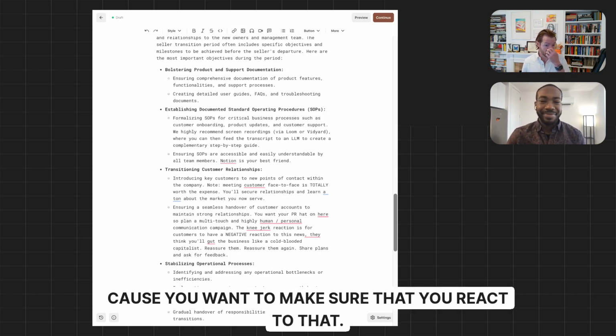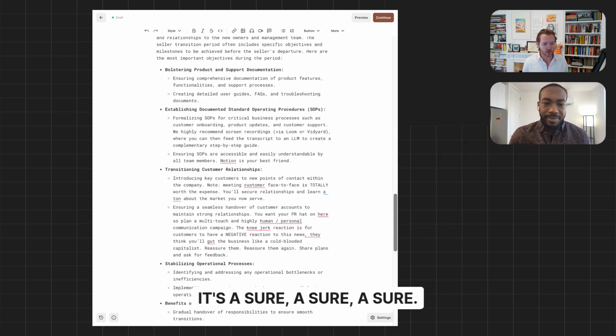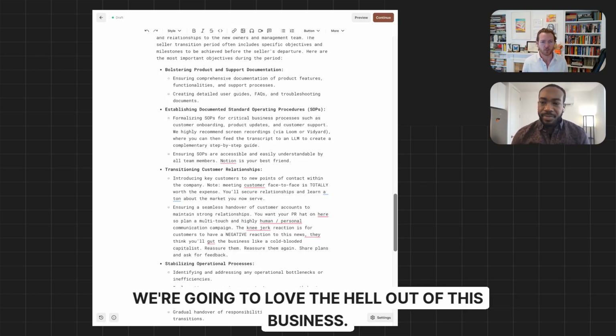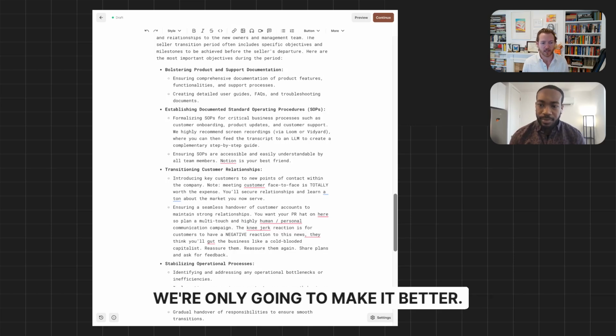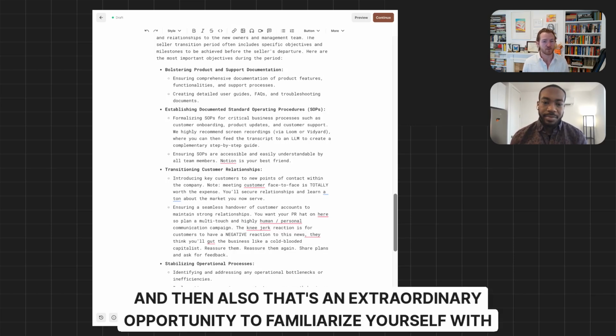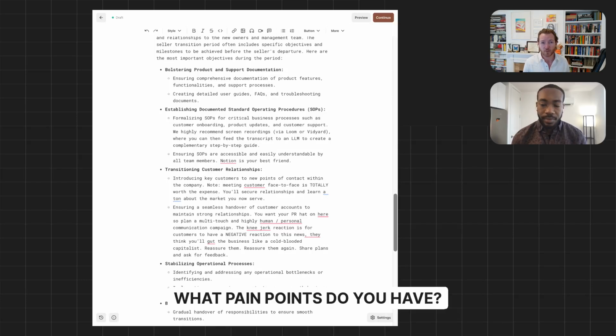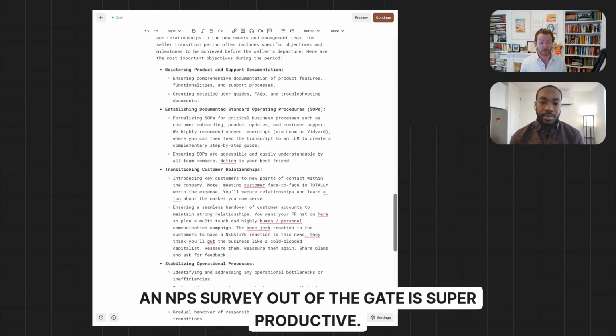Whatever the case may be, because you want to make sure that you react to that. And you're basically just assuring them: you're in good hands. We're going to love the hell out of this business. We're only going to make it better. Don't go anywhere. And then also, that's an extraordinary opportunity to familiarize yourself with the market. What pain points do you have? What are we missing? An NPS survey out of the gate is super productive.